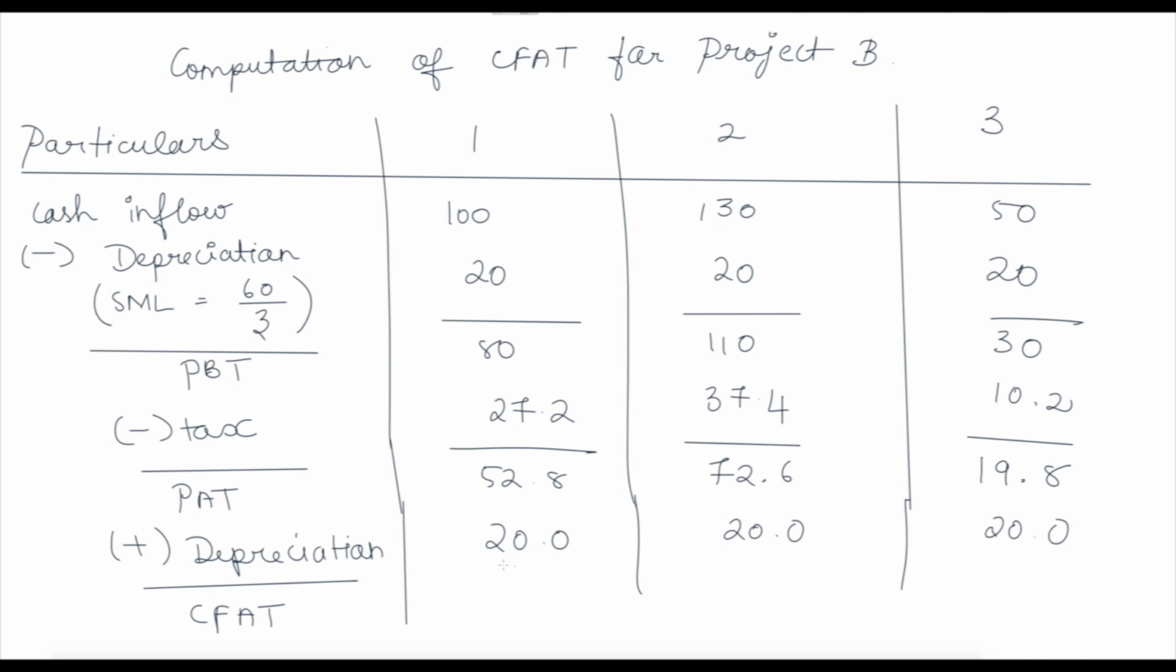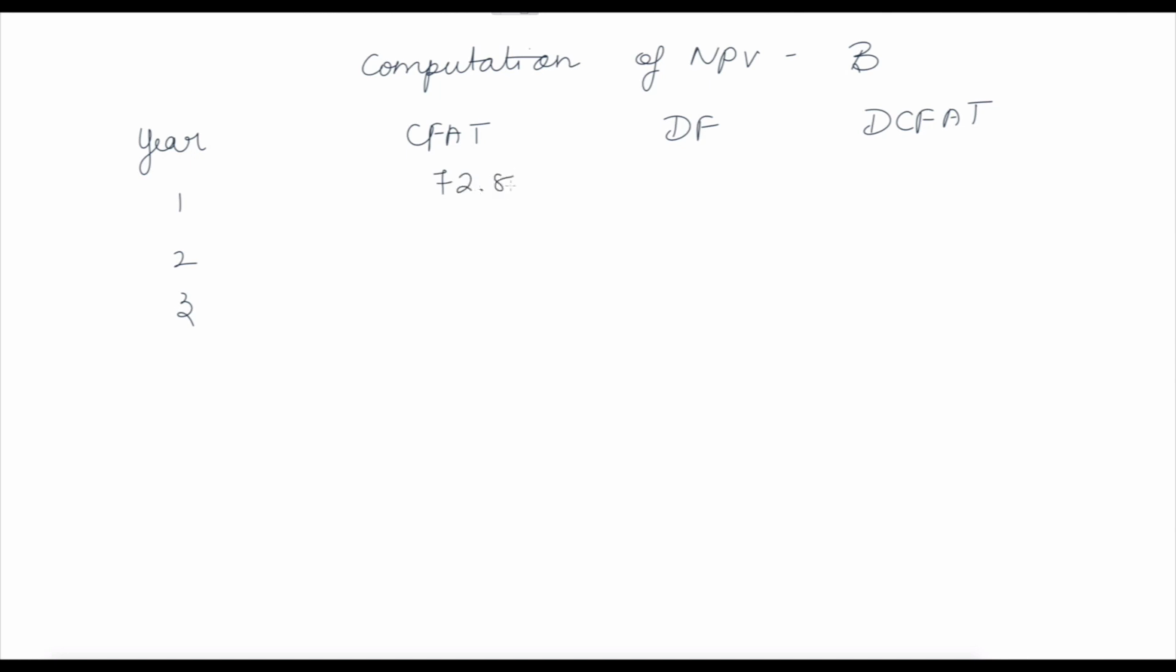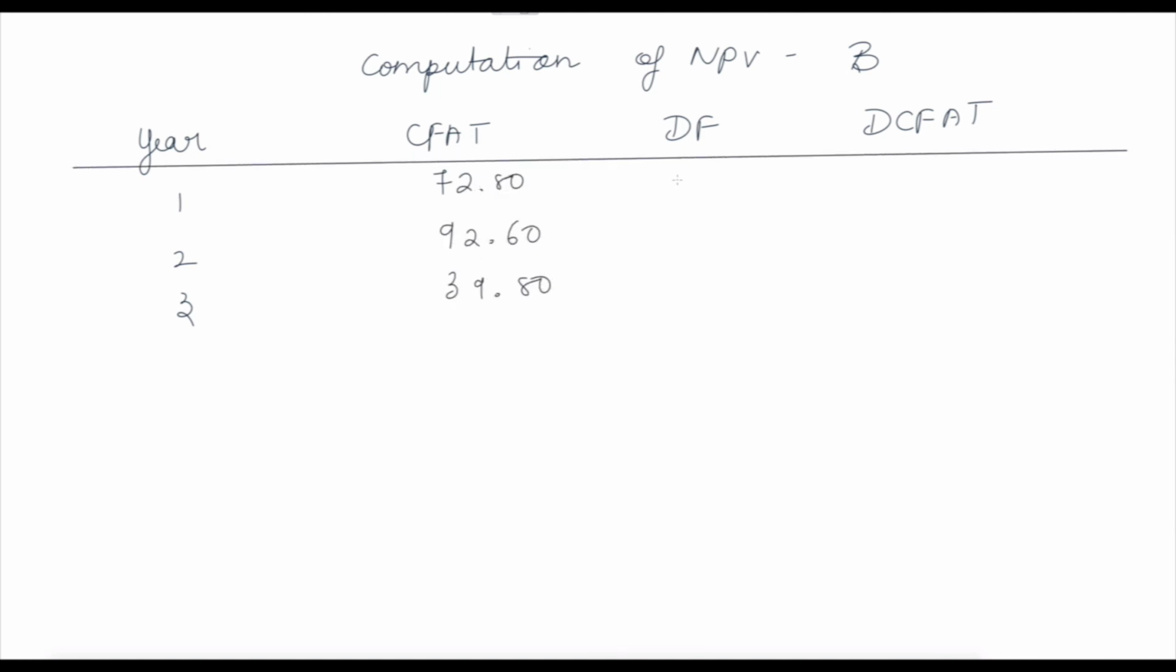Yes, now let us compute our net present value, which is the last step here. So net present value of project B is nothing but, first of all you have to write the format. Here it is cash flow after tax, then discount factor, and discounted cash flow after tax. So already the discount factor is provided, so not an issue at all. So cash flow after tax is found by us. So now just multiply these two and you will be arriving with your present value of cash inflows.